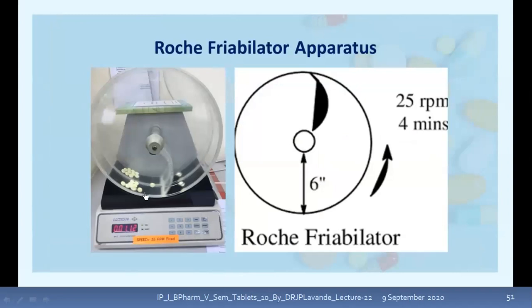Here it is very clearly shown. You can see the tablets are there. So this is the blade, and this distance is the 6 inch. That means the diameter of this drum is how much? Yes, very correct. The diameter will be 12 inch. You can see this is the 6 inch, and it is going to be rotated. As it gets rotated, the tablet falls. So 25 RPM is the speed, and it will rotate for a period of 4 minutes in order to get 100 rotations at 25 rotations per minute. Okay.